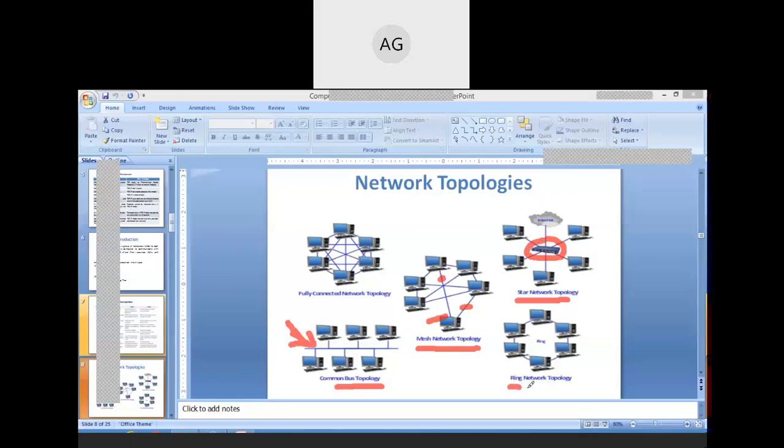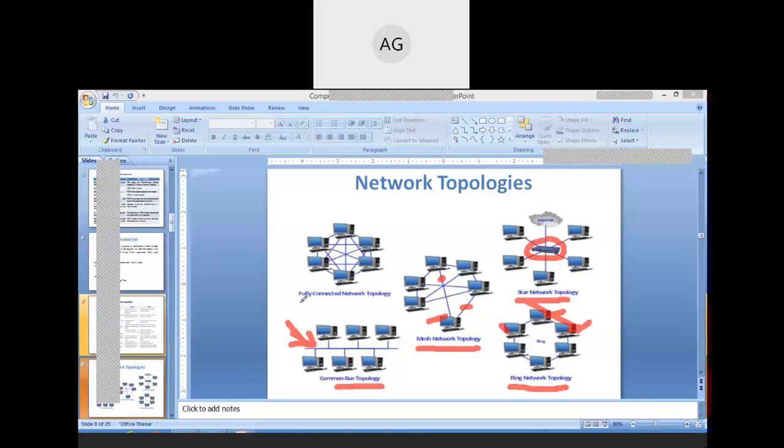And this type of topology is called the ring topology. So in this type of topology, for every system, suppose we are taking this system, this system is connected to this system on its left, and this system to its right. So basically every system has its left neighbor and right neighbor. In the same way, they form the ring.